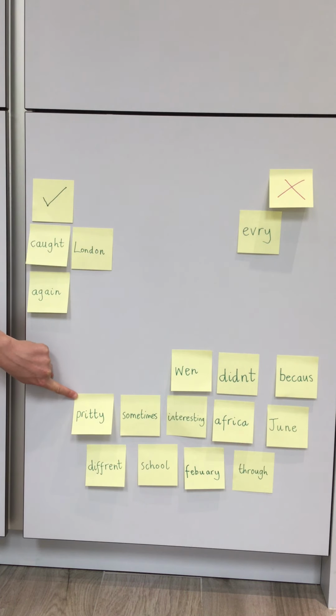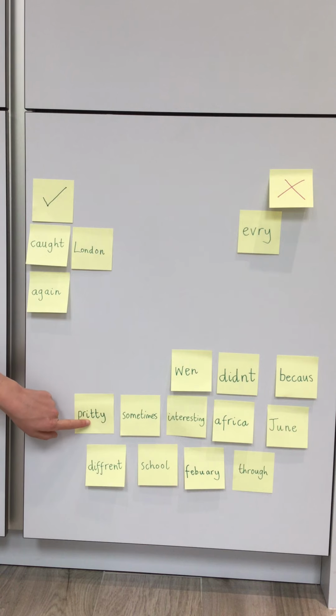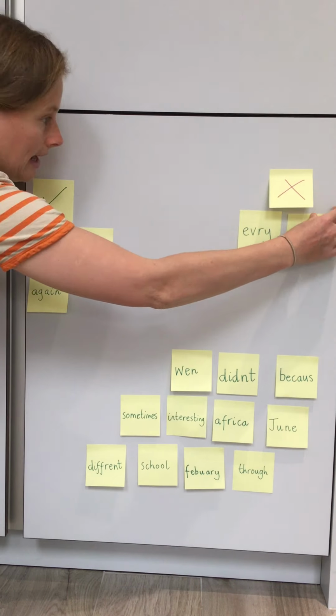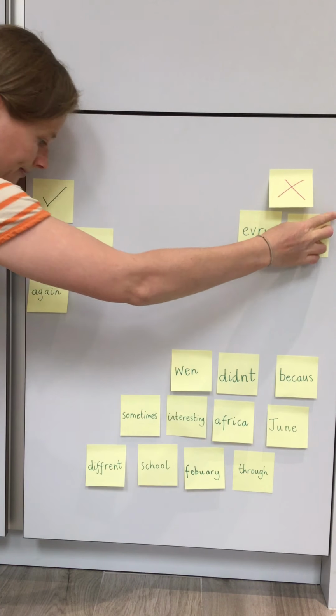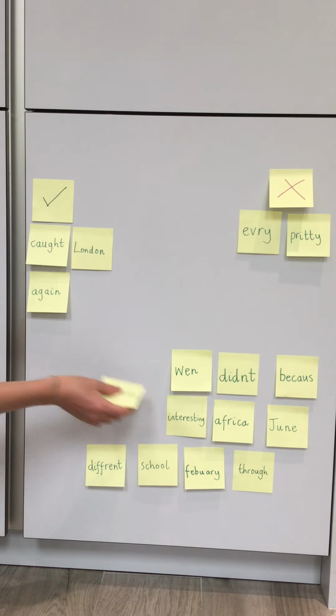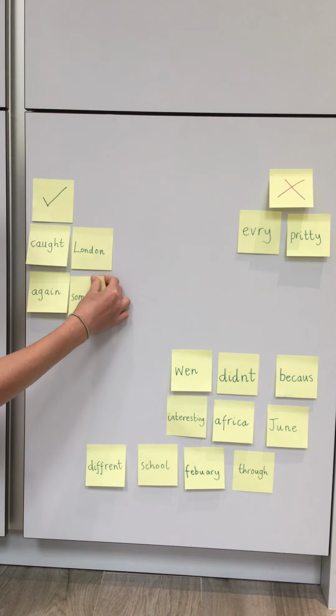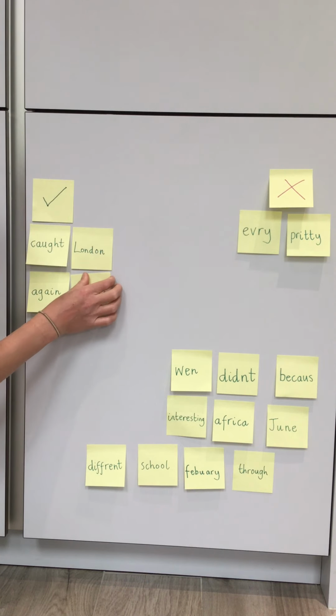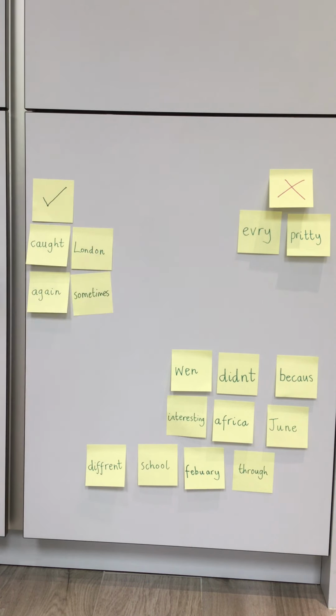Then we've got this one here. This says pretty. Now this isn't correct. I know it sounds like an I sound when you say the word pretty, but actually this I should be an E. So that is not spelt correctly. And that can go over there. Next one here, this says sometimes, and this is the correct spelling. So you should have sorted it over by the tick. There we go.